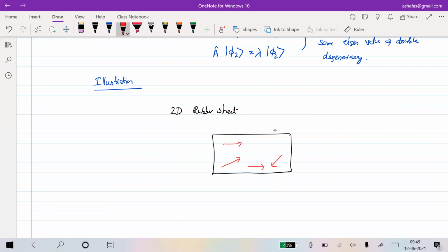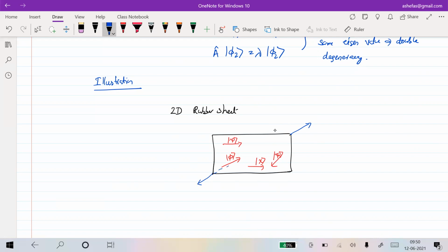We can represent the vectors with different names: vector psi, vector phi, vector chi, then vector capital psi, etc. So many vectors are there. Now, suppose you are performing a certain operation on this rubber sheet, and the operation I am going to perform is a stretching operation. Suppose you are stretching from two diagonally opposite corners of this rectangular sheet.